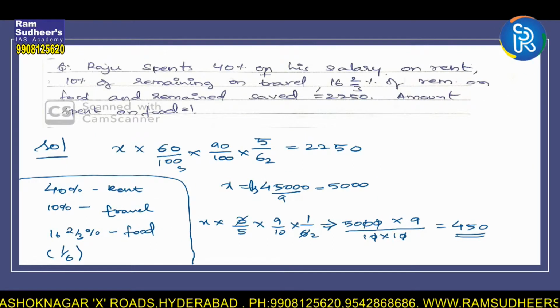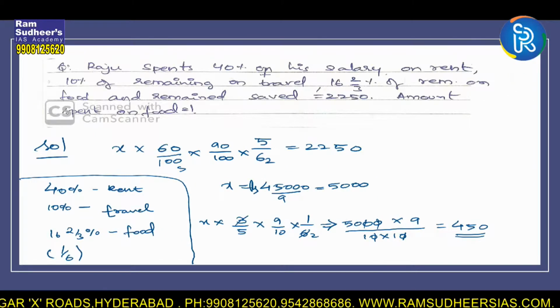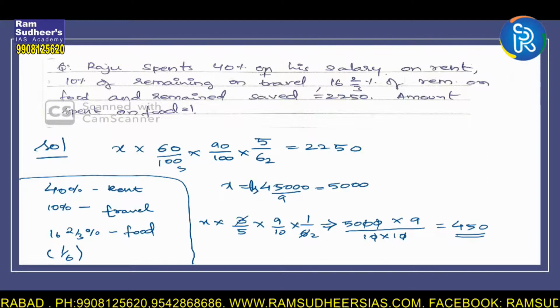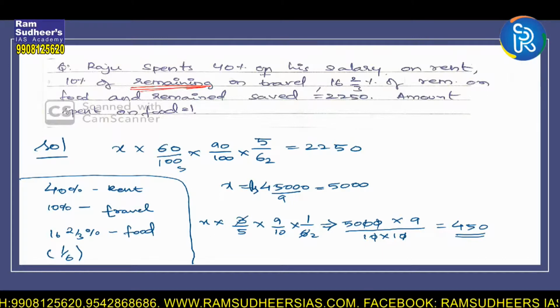Moving on to the next question. Raju spends 40% of his salary on rent, 10% of the remaining. Friends, here the remaining is the phrase you need to keep in mind.